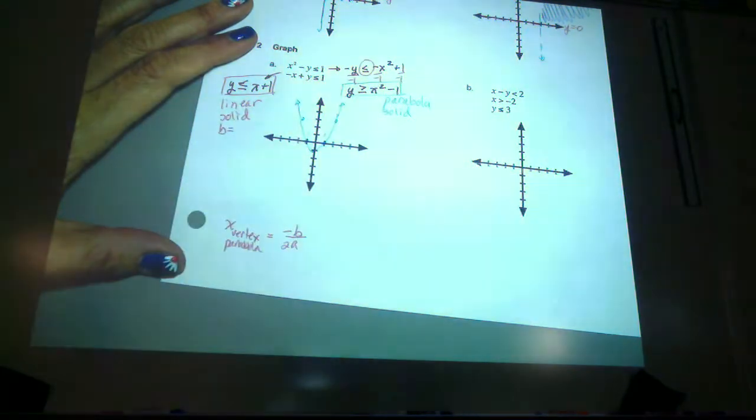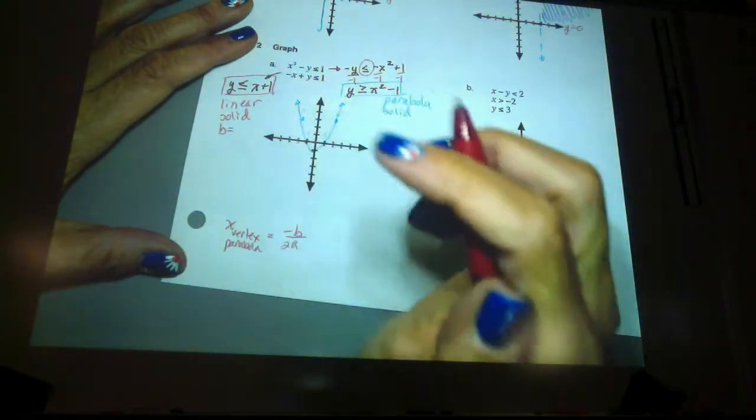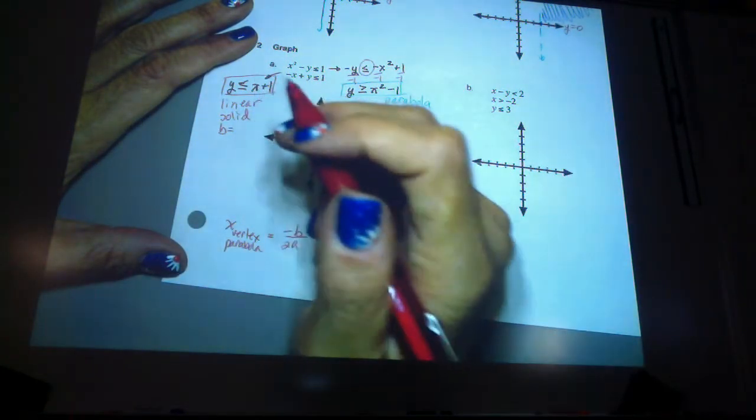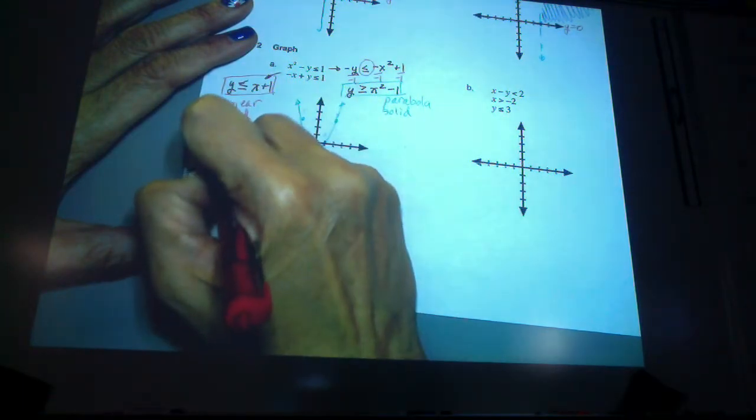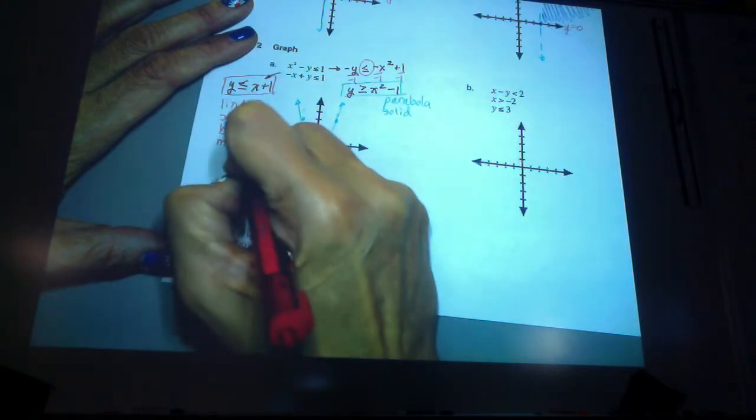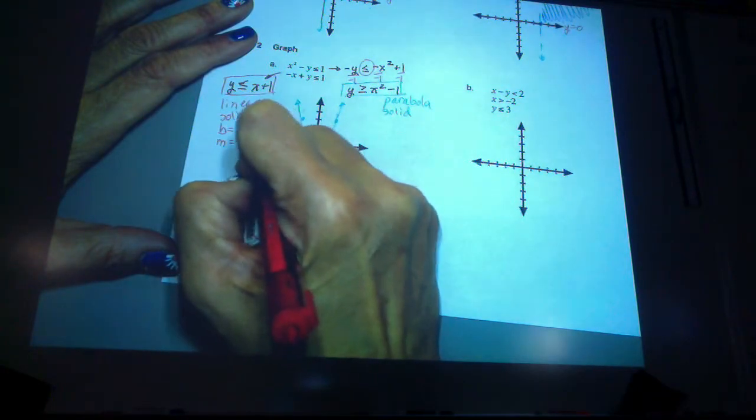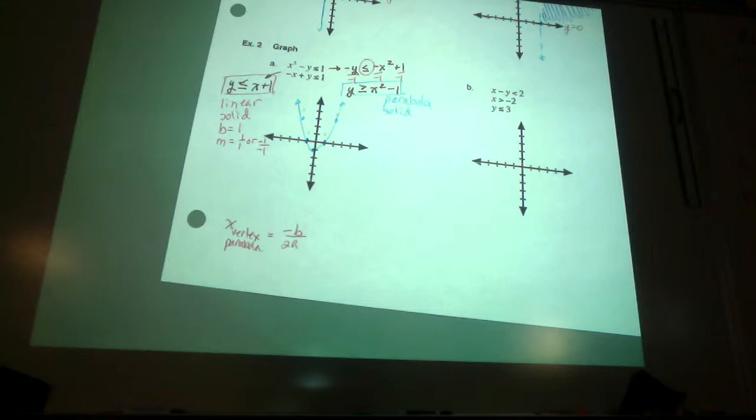be writing out what is b? What's the y-intercept? 1. What's the slope? What's the coefficient of x? 1. You want to write that slope as a fraction, 1 over 1, or negative 1 over negative 1. Both of those give you a value of 1. So that's going to help you stair-step your slope.